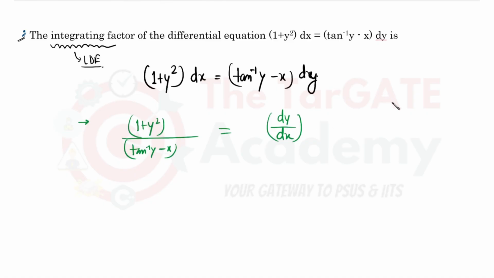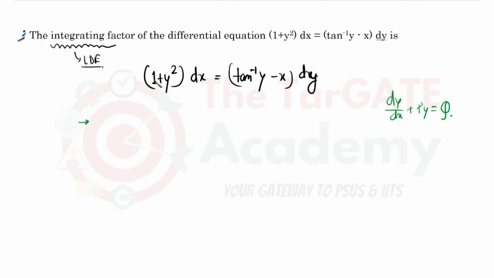Now we have to write it in the form dy by dx plus Py equals Q, and this becomes so difficult now. So what I would suggest is, don't do it this way. Look, this entire part of the equation can go into the denominator on this side and be broken down: tan inverse y by 1 plus y square minus x by 1 plus y square. You can write it like this, obviously. Am I clear, all of you?